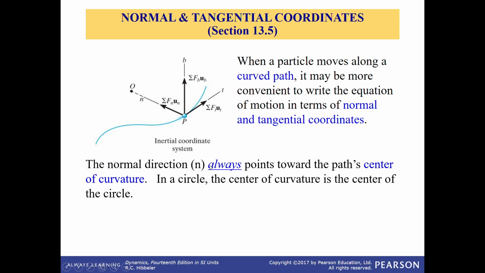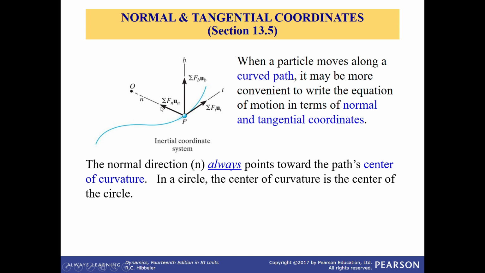Okay, the normal direction, indicated as N, always points toward the path's center of curvature. In the circle, the center of curvature is the center of the circle. If I take this point, I need to analyze which curve it is. Inside this curve, if you extend this curve, you will say this is a circle. So every circle has its own center of curvature. It's just like an imaginary circle. But here, when you analyze at this point, the normal direction always points towards this path center.